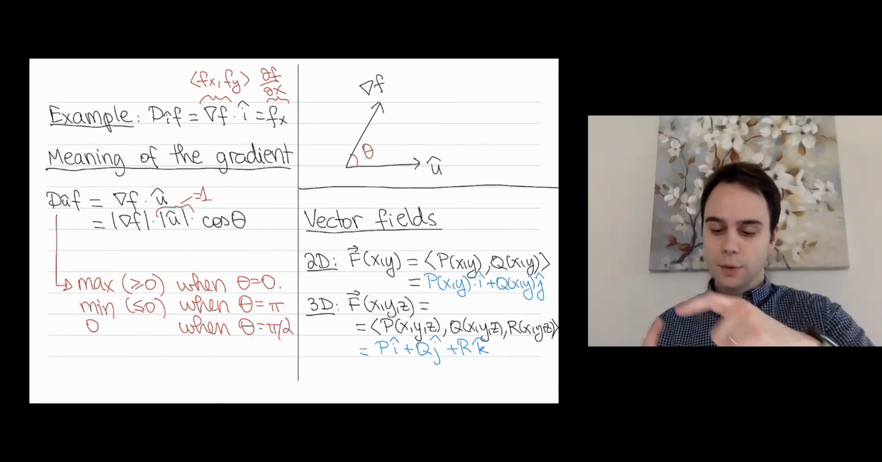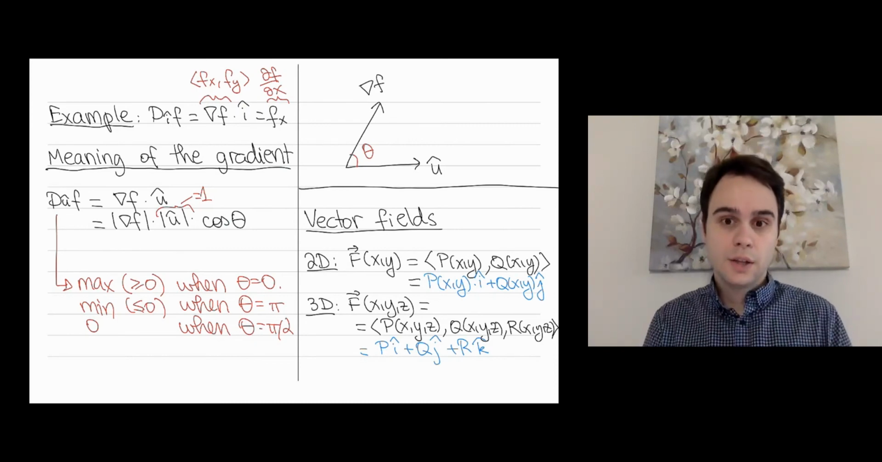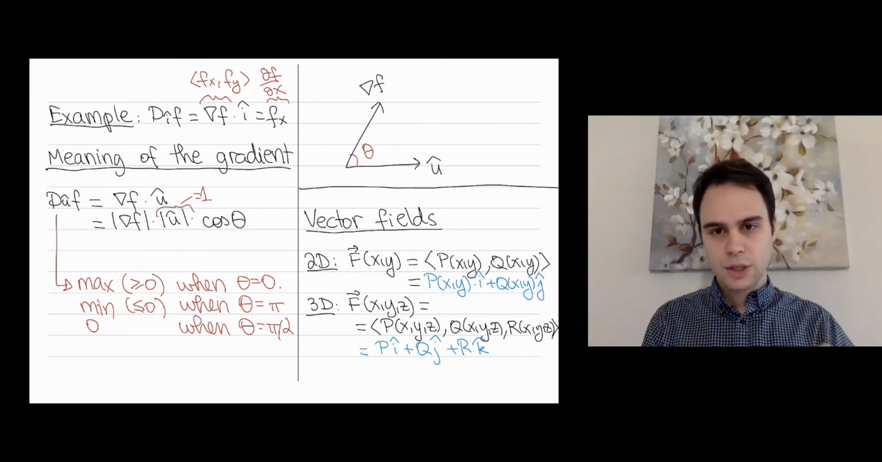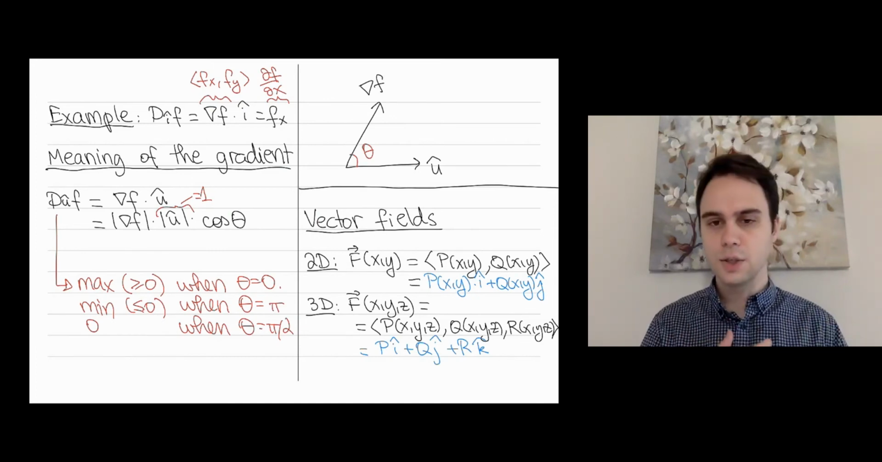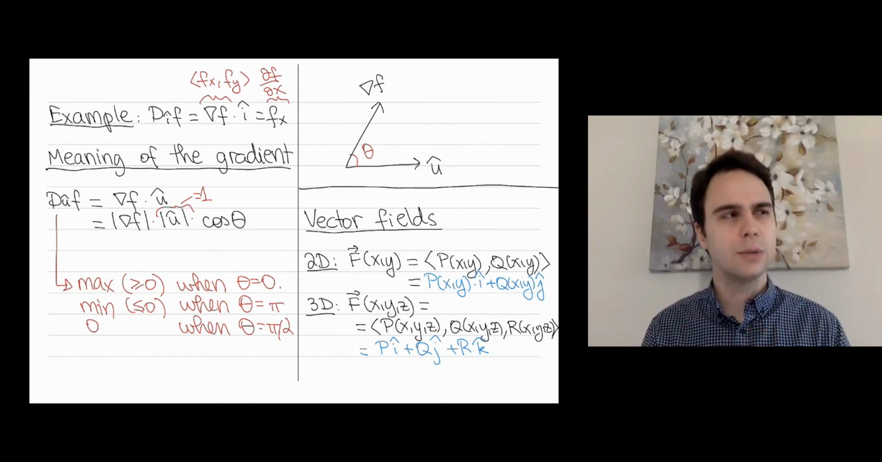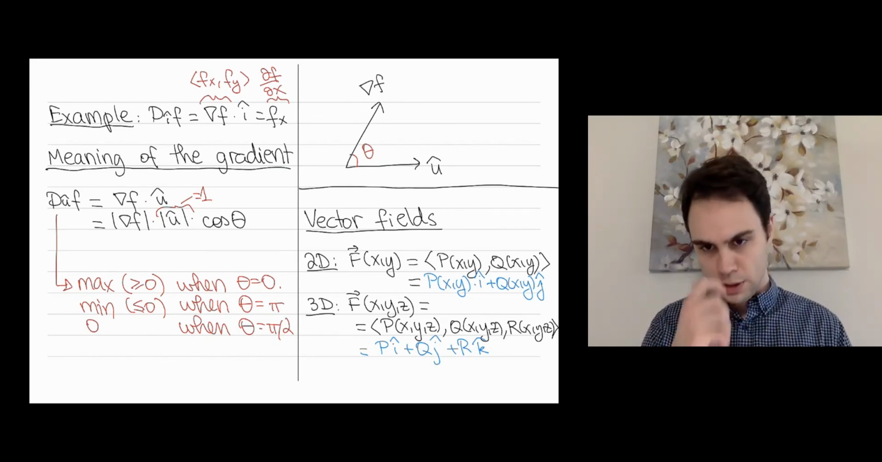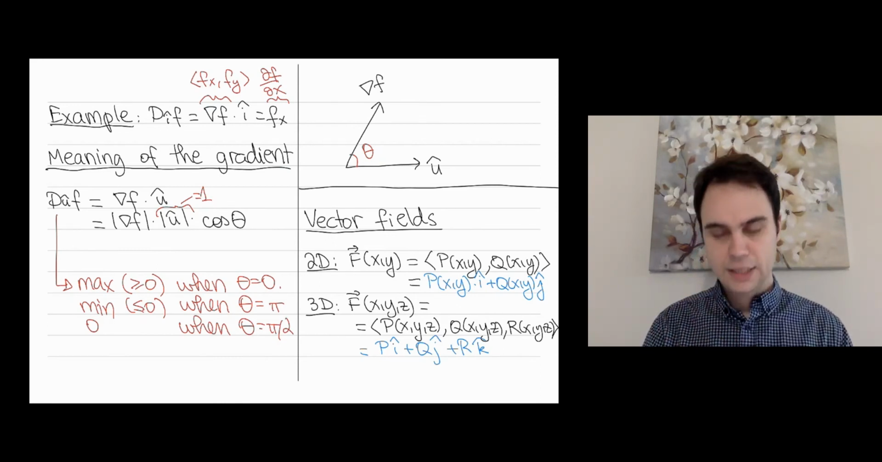Because otherwise, if we were drawing F of x, y always with its tail at the origin, you'd get a bunch of vectors emanating from the origin. It'd be hard to distinguish them. So it becomes easier to parse and understand the picture if you draw the tail of F of x, y at the point x, y.